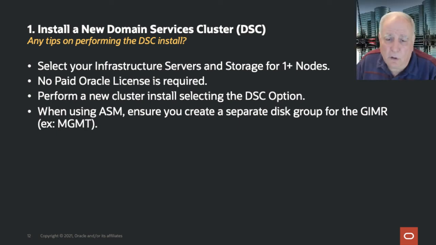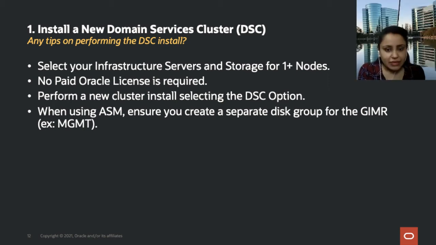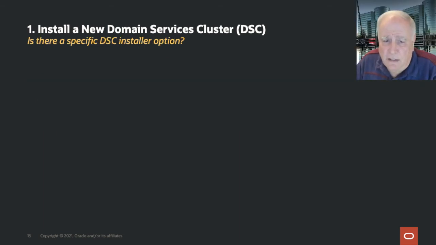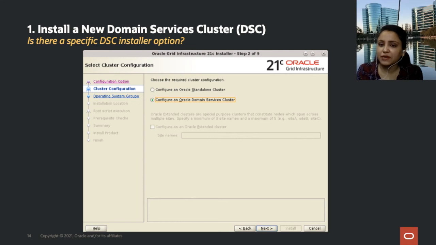So we can have only a single node for a cluster? Yes, of course you can. But the best practice for HA is to use a multi-node cluster to use the HA facility. I see. So is there a specific DSC installer option in the Oracle installer? Yeah. While running the OUI for cluster installation, at the cluster configuration screen, you have to select the configure an Oracle domain services cluster option, and it will create the domain services for you.